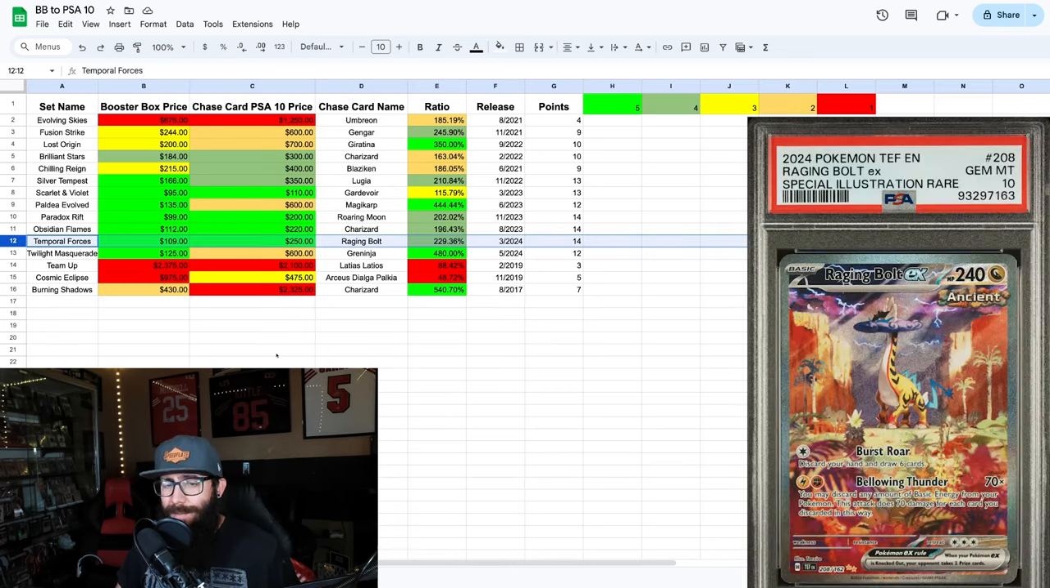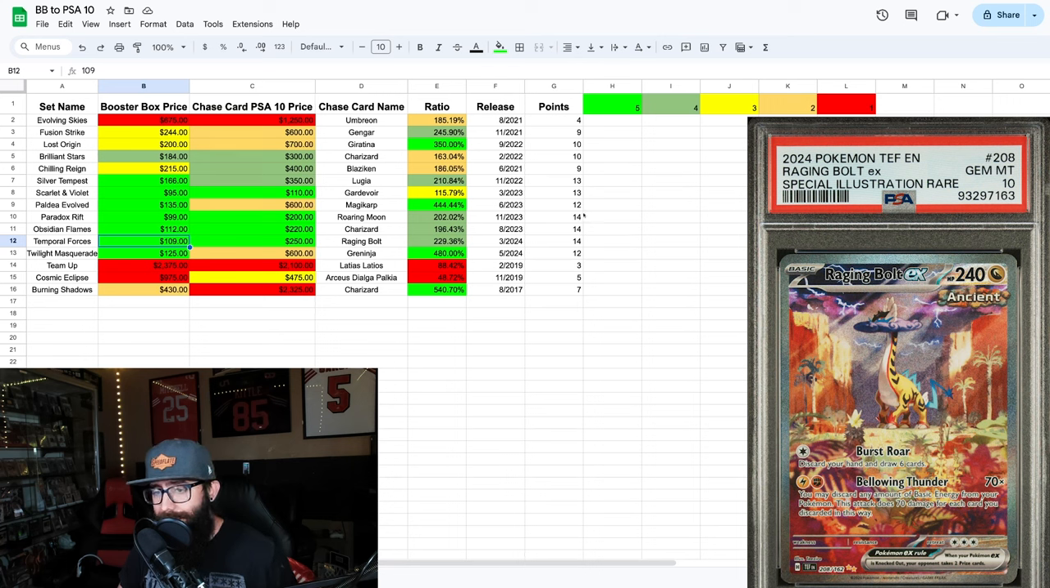Then Temporal, I haven't been the highest on Temporal in the past, and that is okay. Not every set is going to be an out of the park winner for you. But if you look at this chart, it's scoring just as well as these last boxes we've talked about. We got bright green, dark green. So $109 a box and $250 for the Raging Bolt in a 10. So 2.2, the highest ratio of these last few from box to PSA 10 pricing. That would indicate to me, I would lean towards the boxes here at $109 a box for a long-term hold.